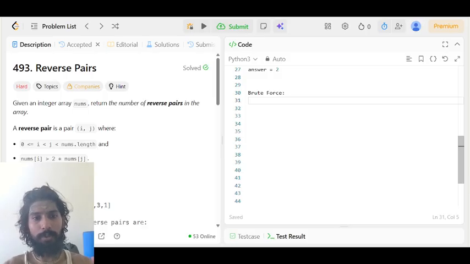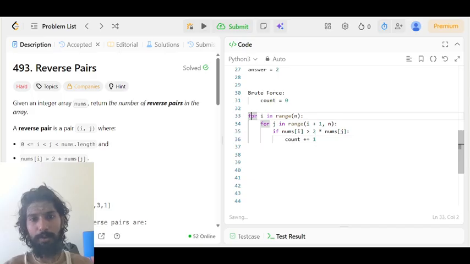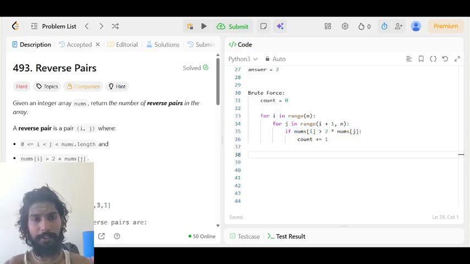The brute force code will look like this. We initialize count equal to 0. Then we run the loop for i in range n. Then an inner loop for j in range i plus 1 to n. And then we check the condition: if nums[i] is greater than 2 times nums[j], count plus equal to 1. This is very easy to understand. We are checking all possible pairs one by one.